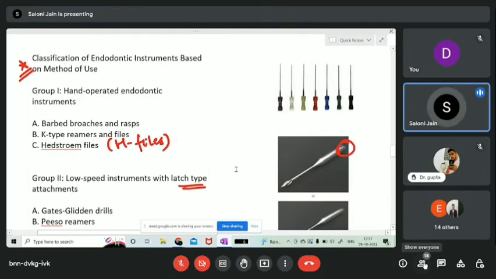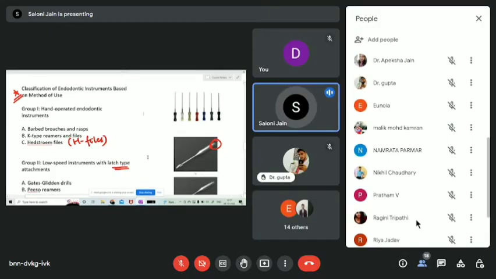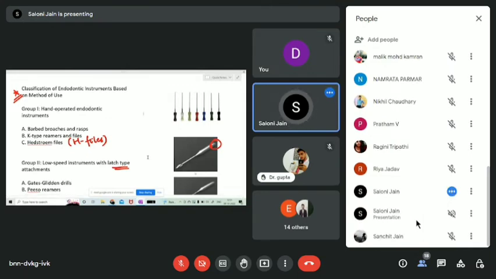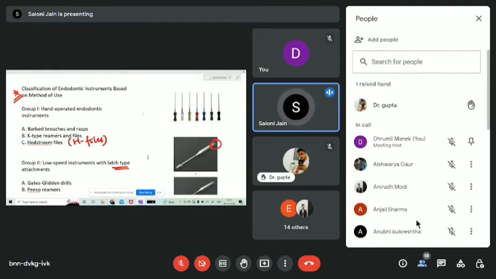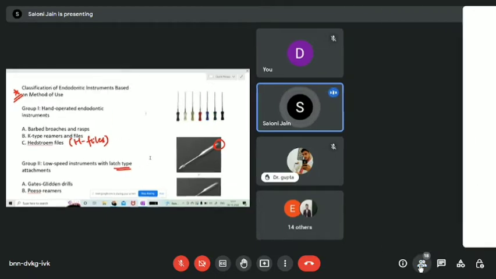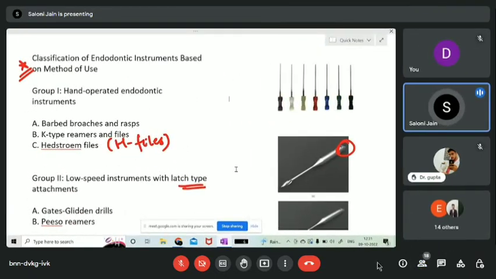So basically, the classification of endodontic instruments is divided into four types, and it is an evolving classification. That is, firstly, you have a thing which has got some disadvantages, then you cover up with an advantage, that is a modifying classification. So it's an evolving classification. Basically, you have the group one with hand operated endodontic instruments.